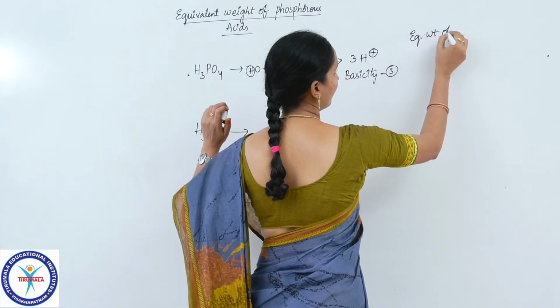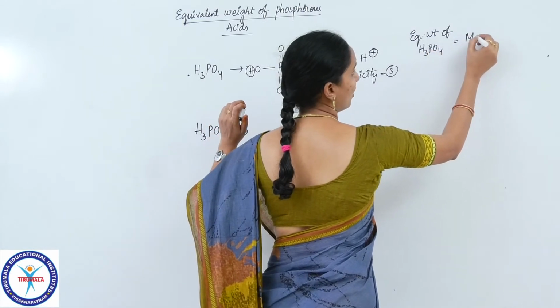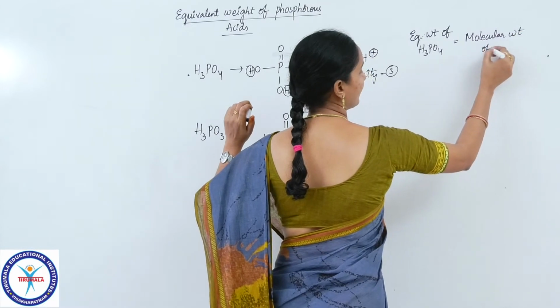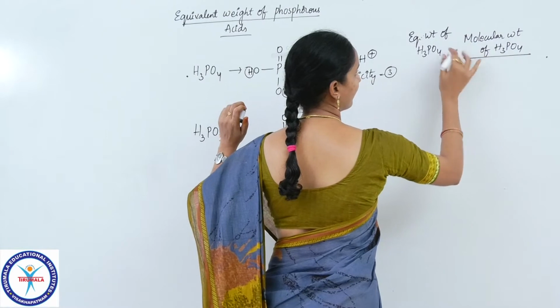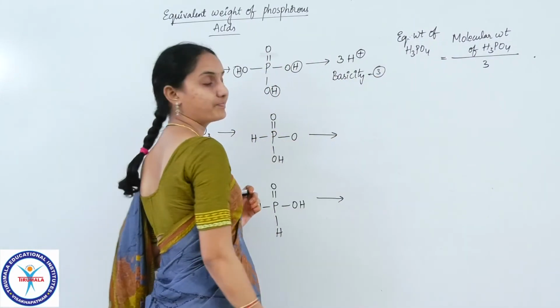If you want to calculate the equivalent weight of H3PO4, what does it become? Equivalent weight of H3PO4 is equal to the molecular weight of H3PO4 divided by 3, because its basicity is 3.